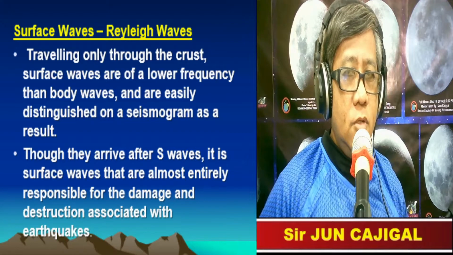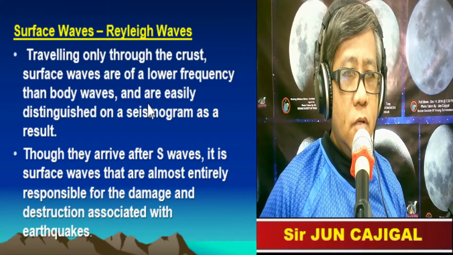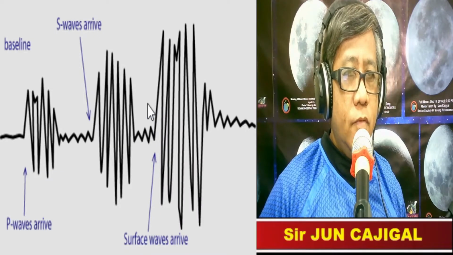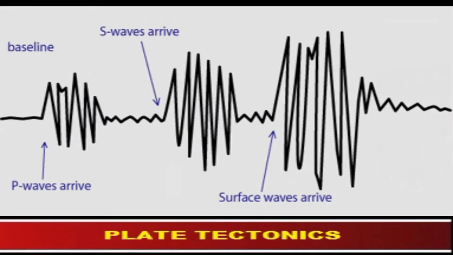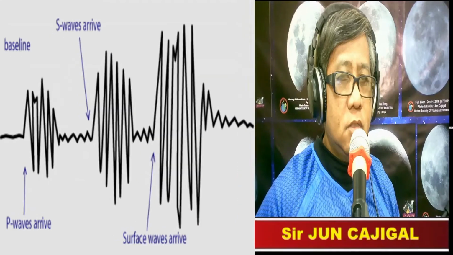Now, let's take a look at this seismogram recording of an earthquake. So the first wave that would be detected by the seismic station would be the P wave. This is followed by the S wave. And after the S wave, the surface waves or the Rayleigh waves would be detected by the seismic station.